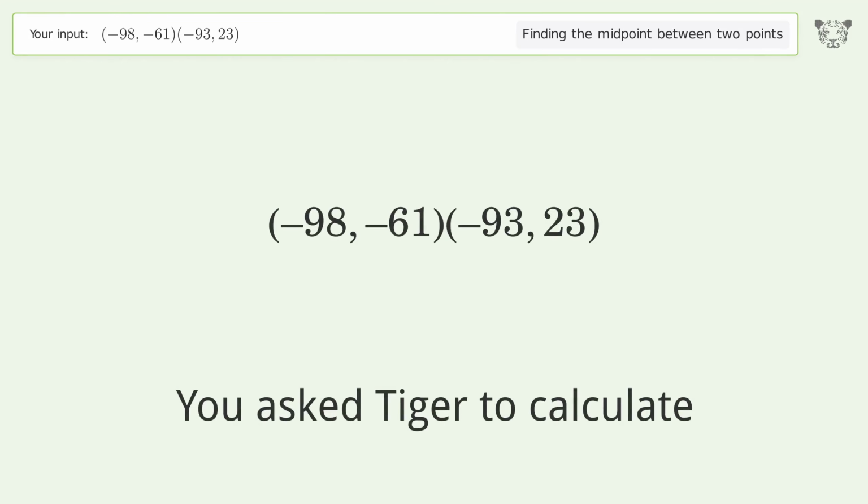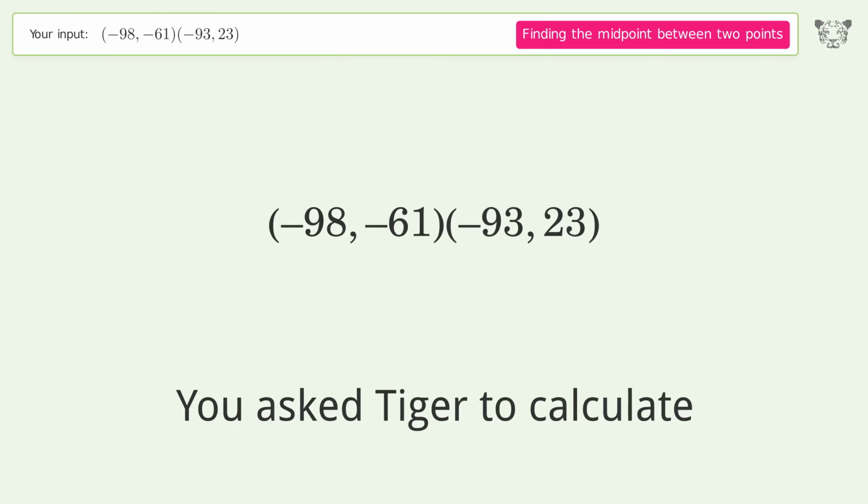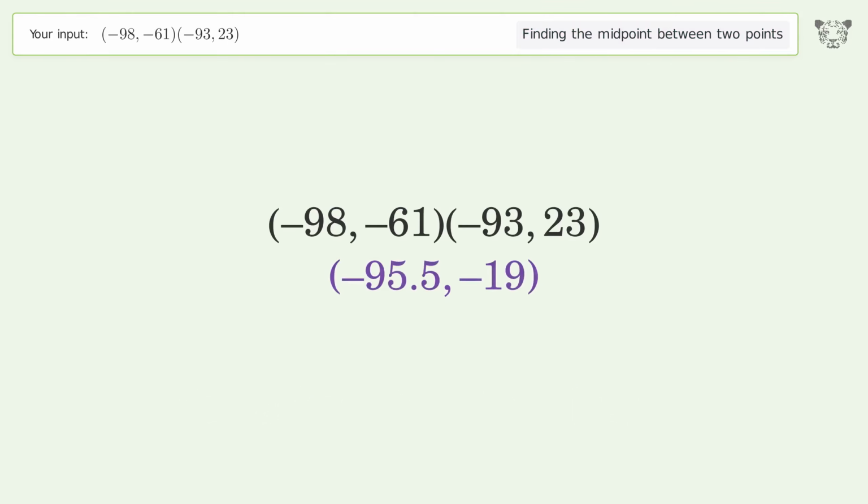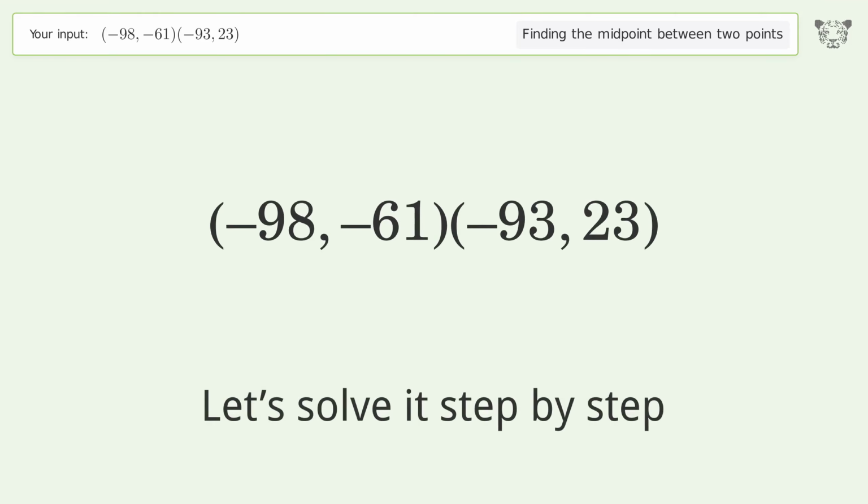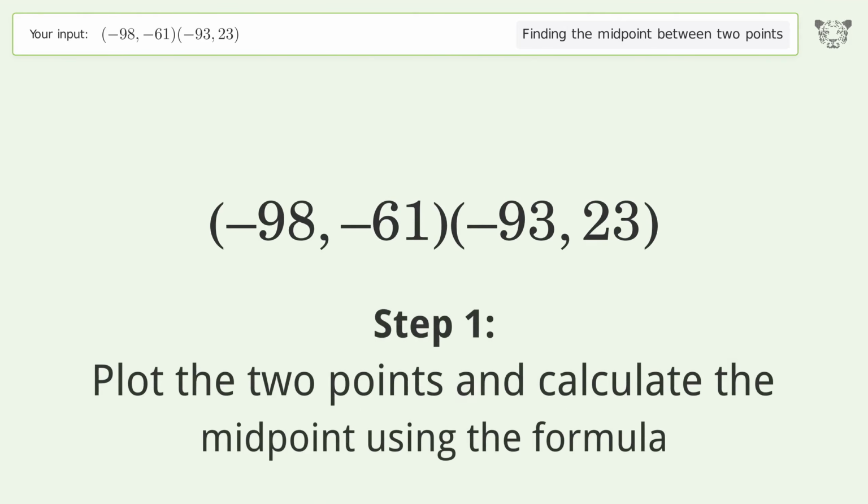You ask Tiger to calculate. This deals with finding the midpoint between 2 points. The midpoint between the 2 points is -95.5, -19. Let's solve it step by step. Plot the 2 points and calculate the midpoint using the formula.